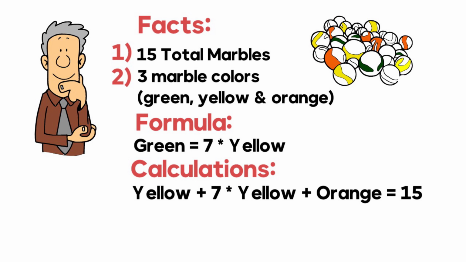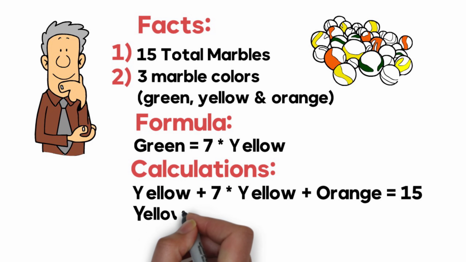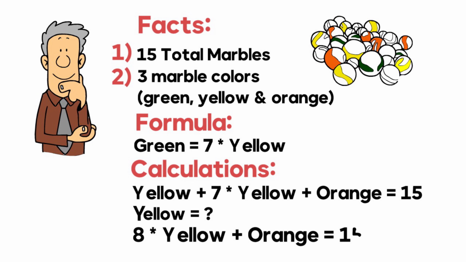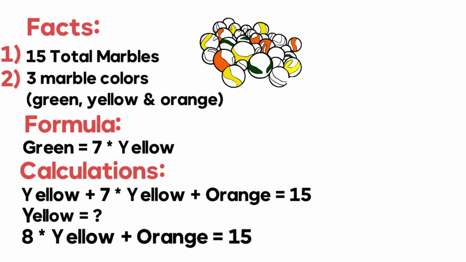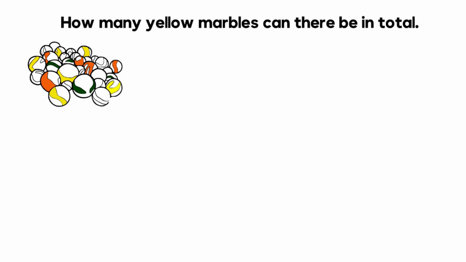Because 15 is a relatively small number, we can start guessing how many yellow marbles are in there. Our ability to solve this challenge is based off of the fact that there is a very small number of total marbles. If we simplify this formula, we get 8 yellow marbles plus however many orange marbles equals 15. So the question is, how many yellow marbles can there be in total?